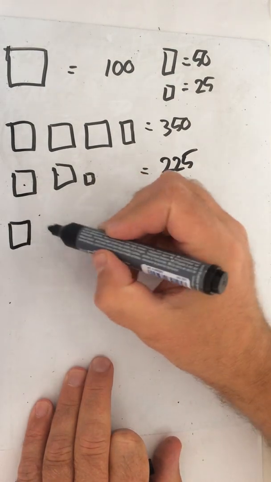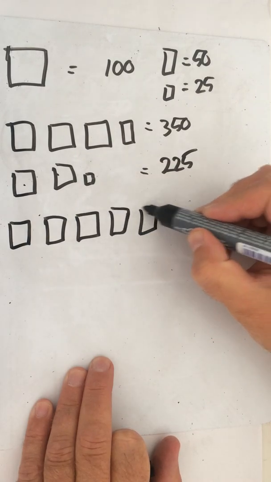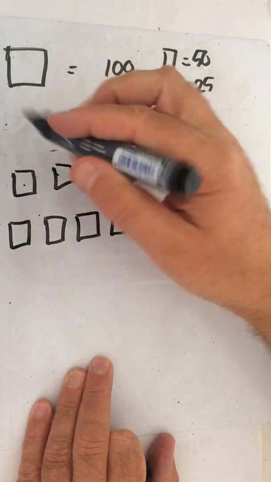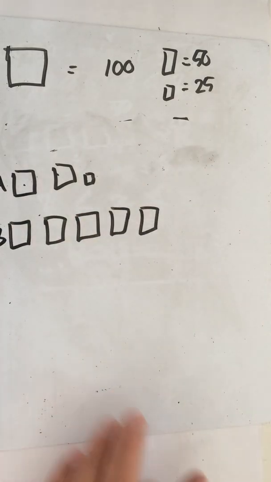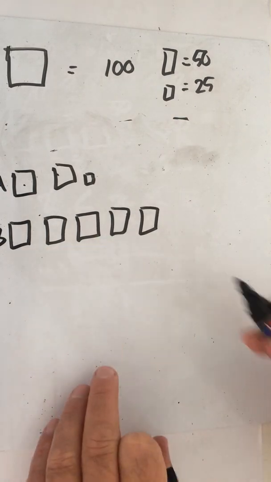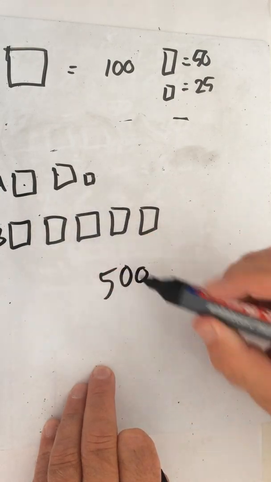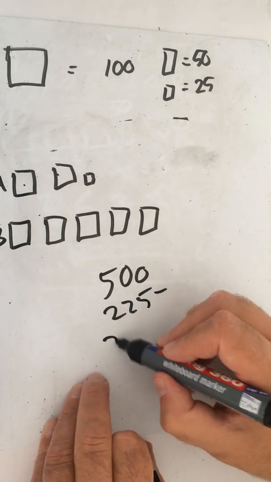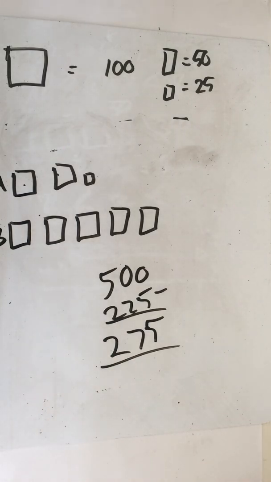So then you might have this. You might be asked, if this is score A, and if this is score B, what is the difference between score A and score B? Well, score B is 1, 2, 3, 4, 5, 500. Score A is 100, 200, and 25. So the difference between them, we take them away, and it would come to 275. Do your written methods if you need to on that.